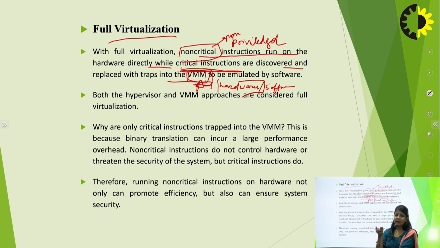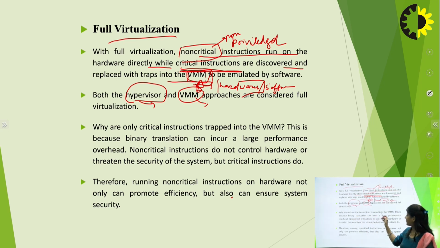If the user calls any system call, then that system call will be handled by the VMM, because the library of that function will be defined in the VMM, since all the hardware instructions will be translated into binary and the VMM has all the instructions. So this is the approach. Both the hypervisor and VMM approaches are considered full virtualization. The hypervisor and VMM are both the same thing, and can be hardware, software or firmware.